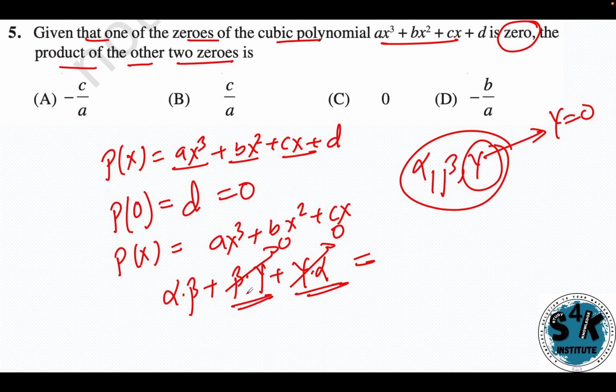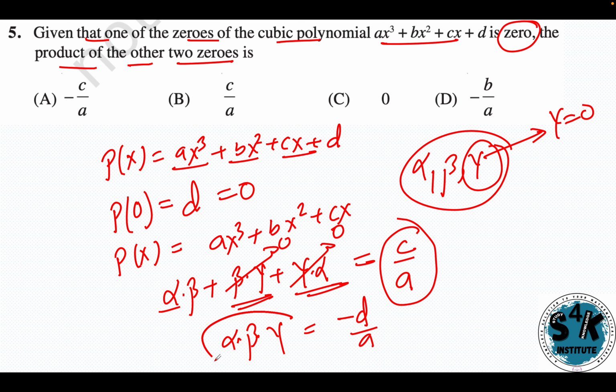You know that when you do the addition, you get minus b by a. When you do the product of 2, then you will get c by a. So here the answer will be c by a. And if you do alpha, beta, gamma, in that case you will be getting minus d by a. Here you are getting 0, and you also know d is 0, so it is valid too. So answer is c by a, option B. Let's move to the next question.